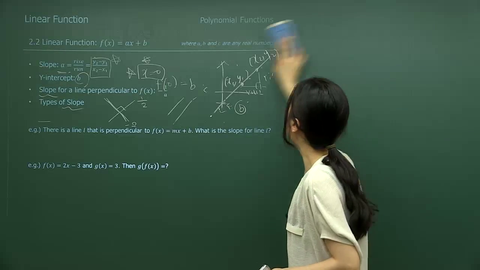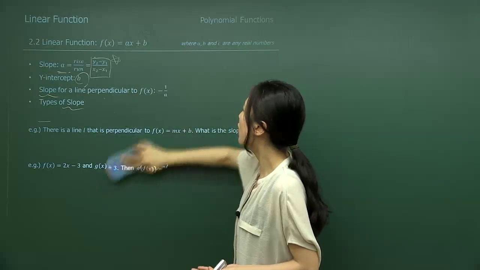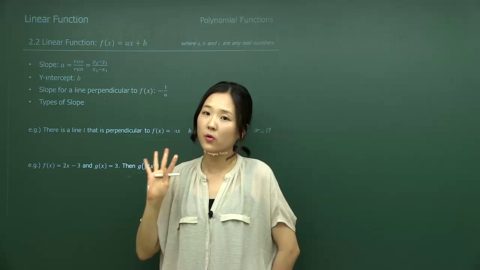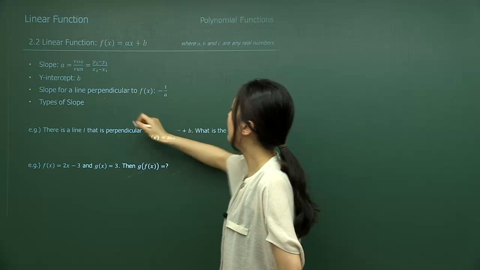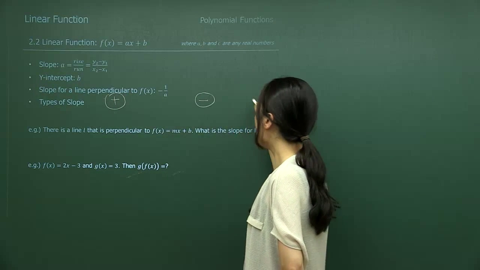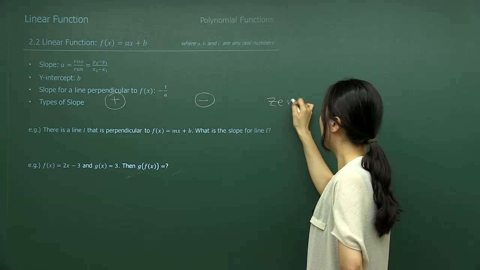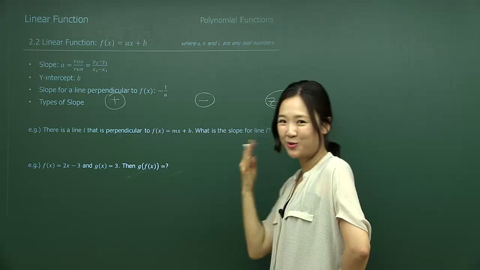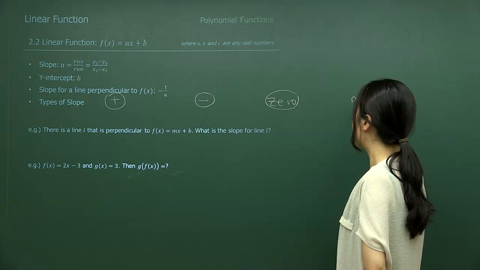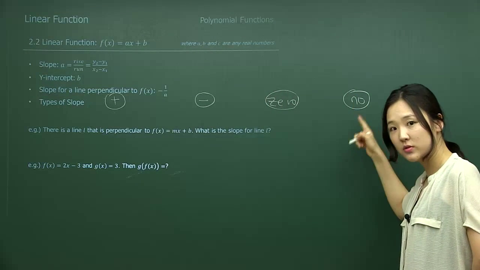So let's talk about slopes in general then. What types of slopes are there? Technically there are 4 types of slopes. We have positive slopes, negative slopes, and zero slope as well. I told you 4 types, so I'll tell you what the last type is. The last type is actually having no slope.